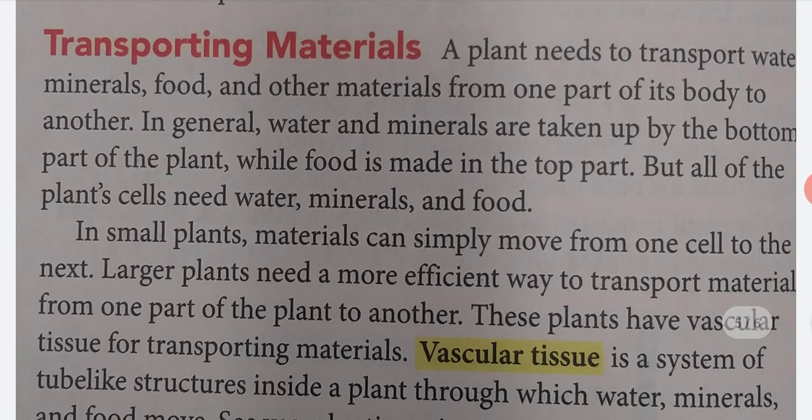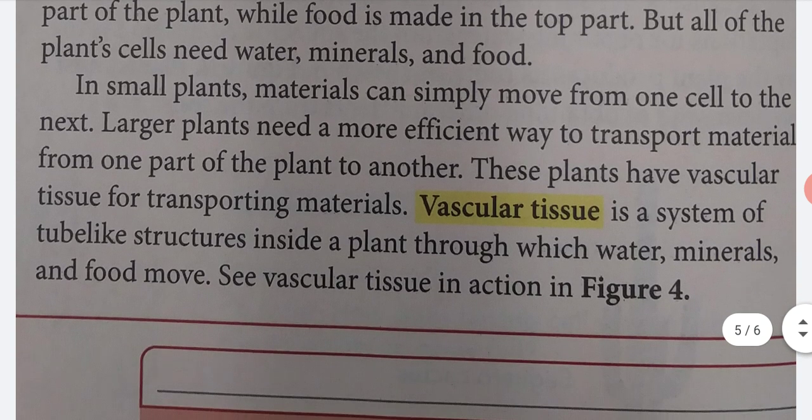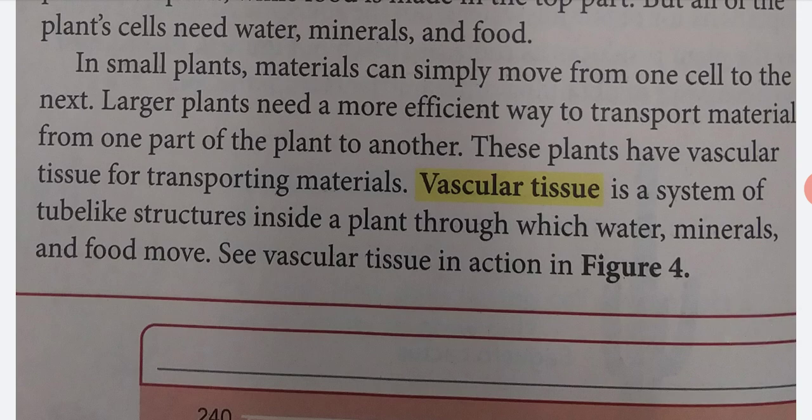Transporting materials. A plant needs to transport water, minerals, food, and other materials from one part of its body to another. In general, water and minerals are taken up by the bottom part of the plant, while food is made in the top part. But all the plant cells need water, minerals, and food. In small plants, materials can simply move from one cell to the next. Larger plants need a more efficient way to transport material from one part of the plant to another. These plants have vascular tissue for transporting materials. Vascular tissue is a system of tube-like structures inside a plant through which water, minerals, and food move. See vascular tissue in action in Figure 4.